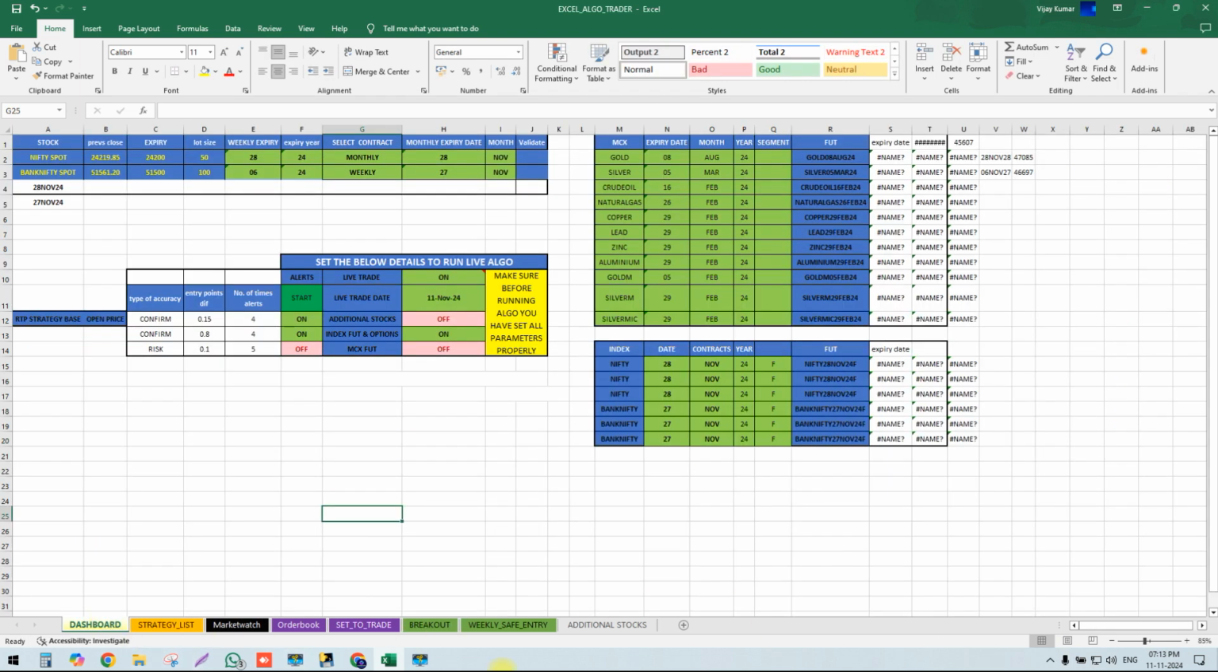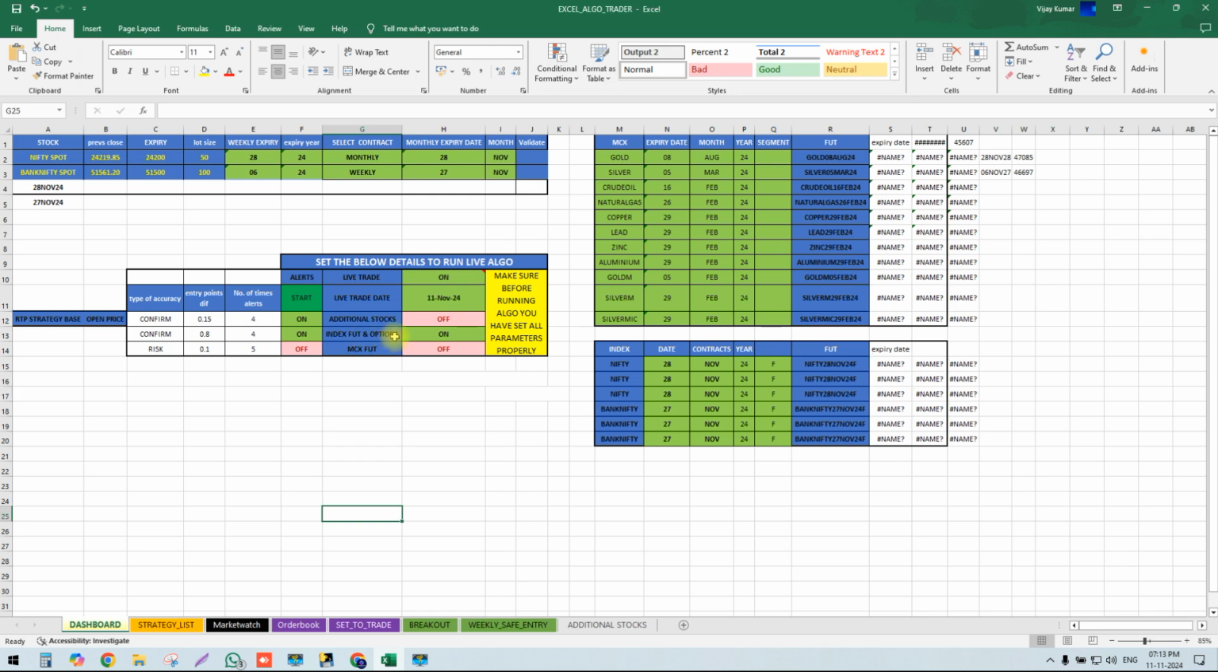Okay guys, this is our dashboard. As you can see, this is our software. If you want to trade a live trade, you have to turn on this and put the exact date, today's date. If you want any additional stocks to be added, just turn on this and add additional stocks like Infosys, HDFC Bank, etc.